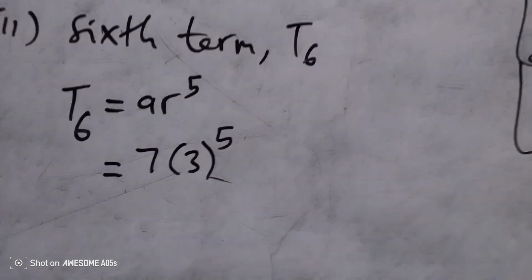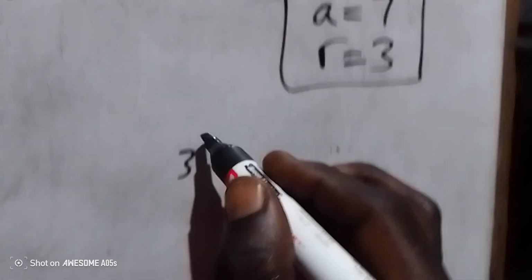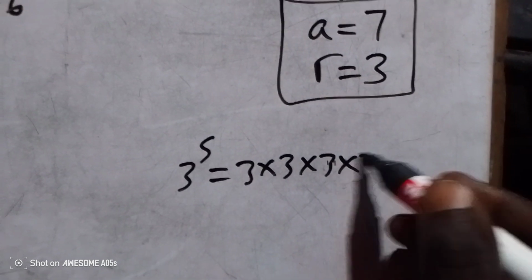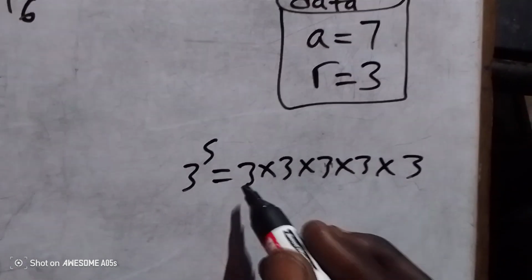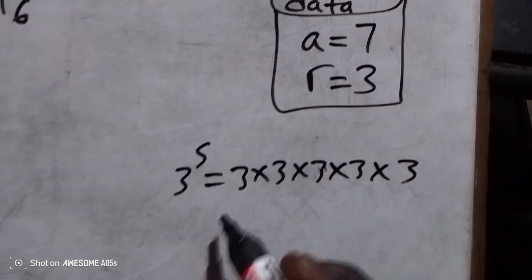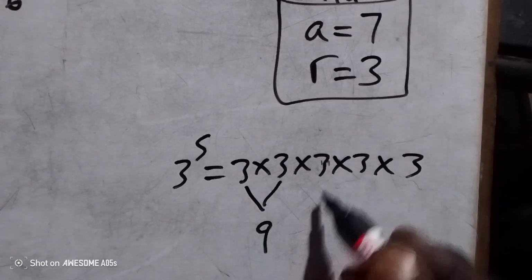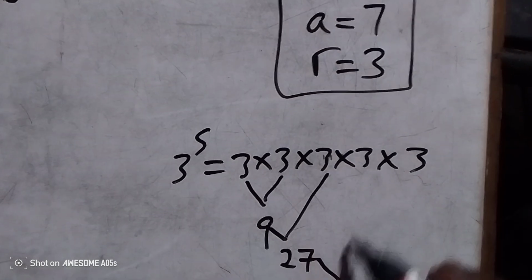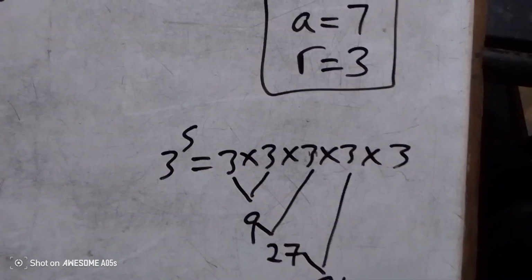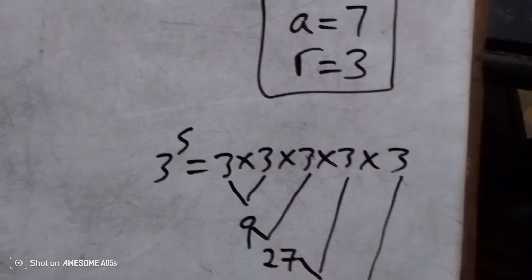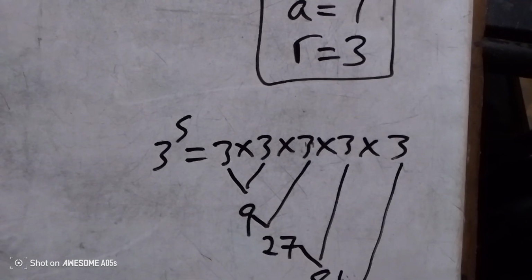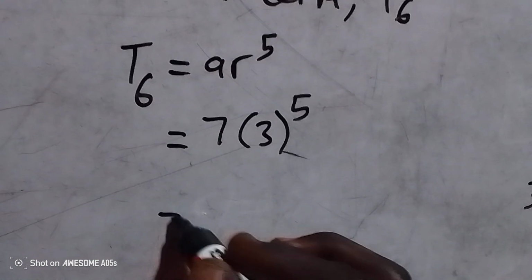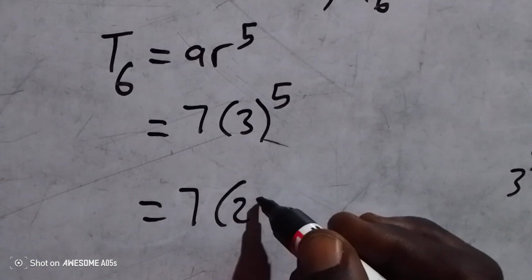Then 3 power 5 equals 3 times 3 times 3 times 3 times 3. 1, 2, 3, 4, 5. So 3 times 3 is 9. 9 times 3 is 27. 27 times 3 is 81. And then 81 times 3 will give us 243. So that's what we have there. So we are going to have 7 times 243.